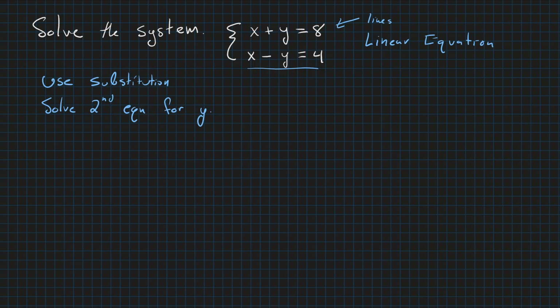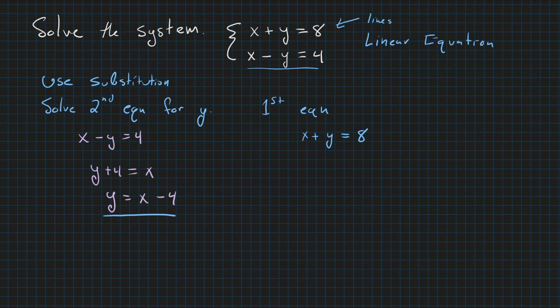So then taking that equation, we have x minus y is equal to 4. Adding y to both sides, we get y plus 4 is equal to x. So then y is equal to x minus 4. So now that we have y is equal to x minus 4, we can then take a look at this first equation, x plus y is equal to 8. So x plus whatever y is has to equal 8. But we know that y is equal to x minus 4. So we can substitute that in.